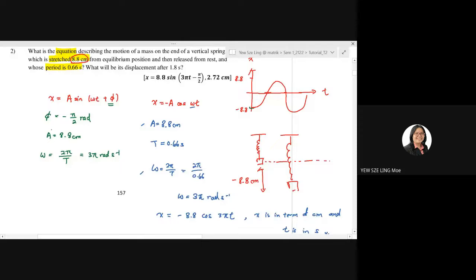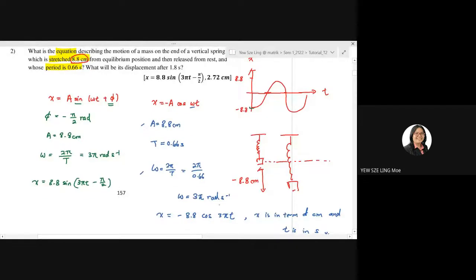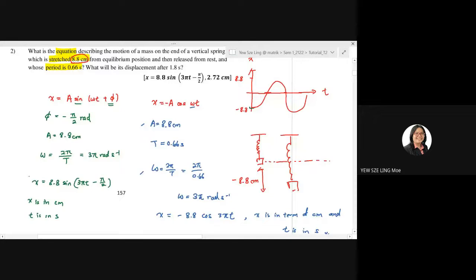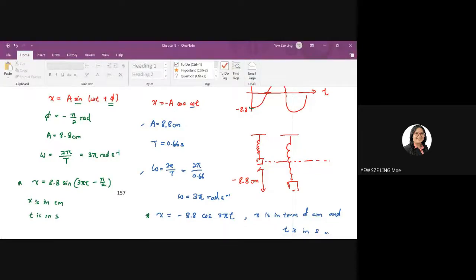Okay, so combining these three quantities, if you're going to write your final answer in terms of sine function, that would be x equals 8.8 sine (3 pi t minus pi over 2). And of course you need to state x is in cm and t is in second. All right, so this is your final answer. So I give you two answers. It's up to you which one you want to use, the one in terms of sine, or the one in terms of cos. Both are correct. Both are accepted.